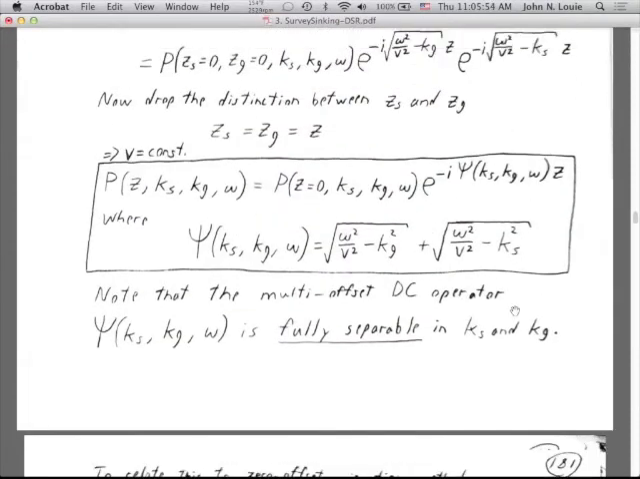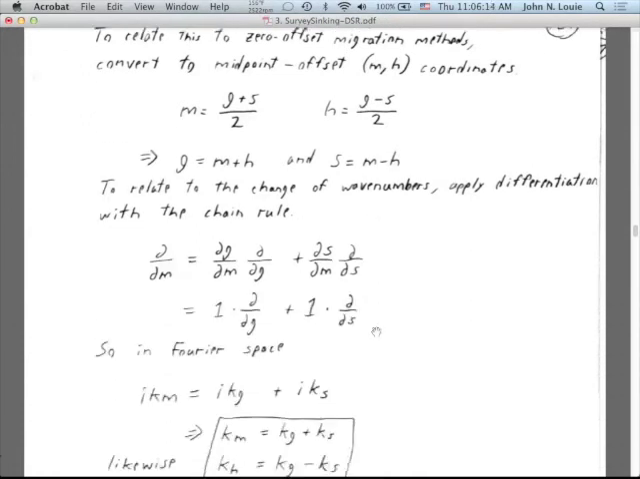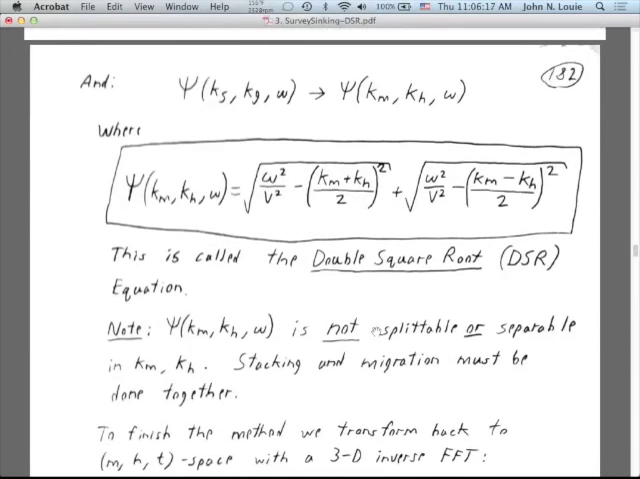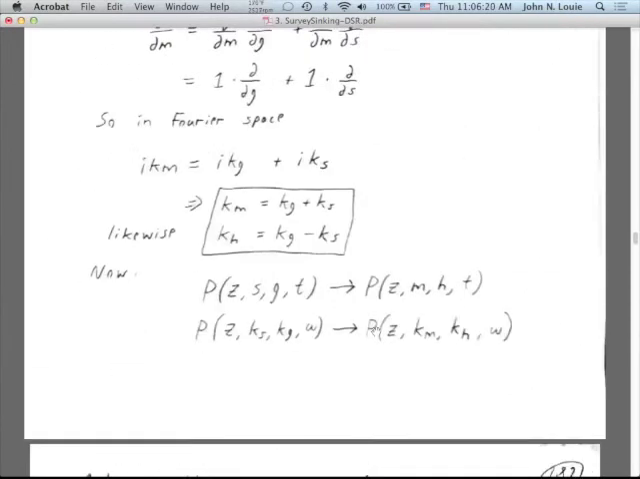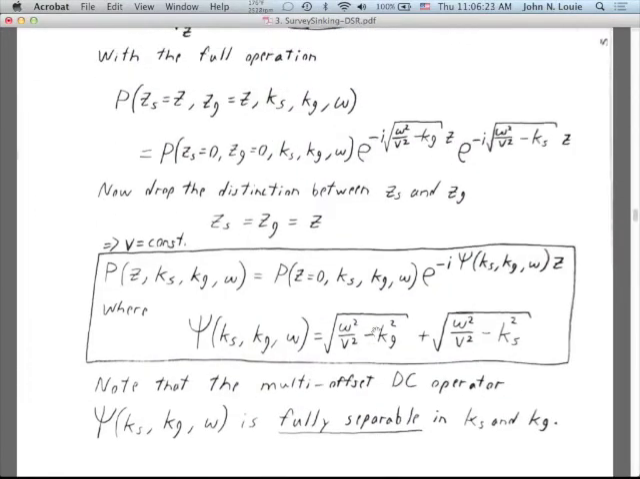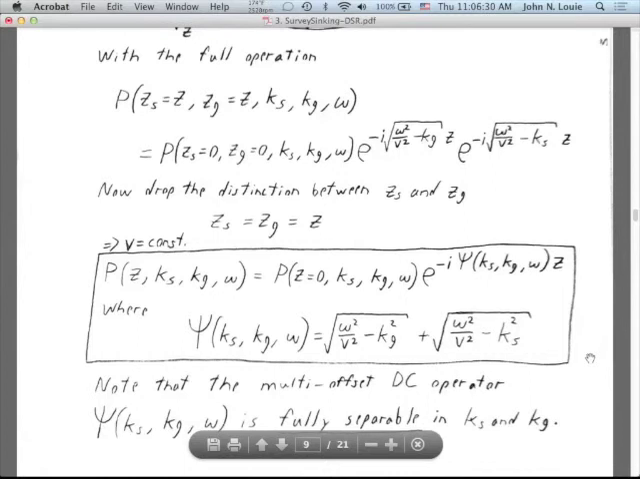So I better stop there. Hitting you with this first version of what's going to become the double square root equation, and I should be able to finish this tomorrow morning, if I can get started fast enough. We're going to go on and figure out how to put it into M and H space, and then discuss what we've got, because as simple as it may seem in S and G space, we'd still much like to benefit from being able to work in the midpoint gather space, in M and H space.